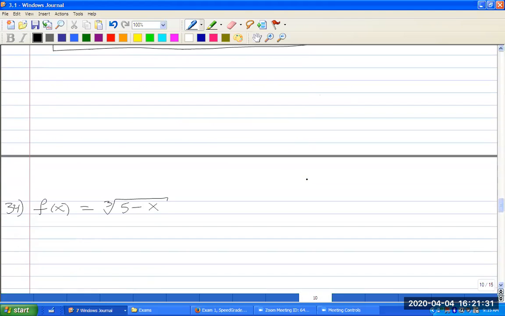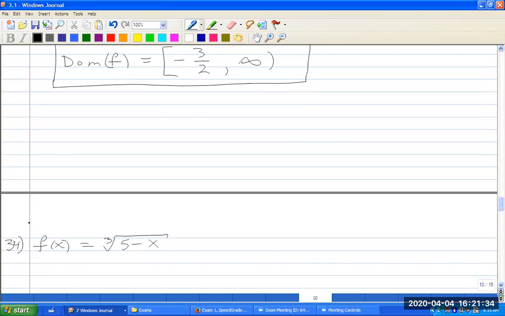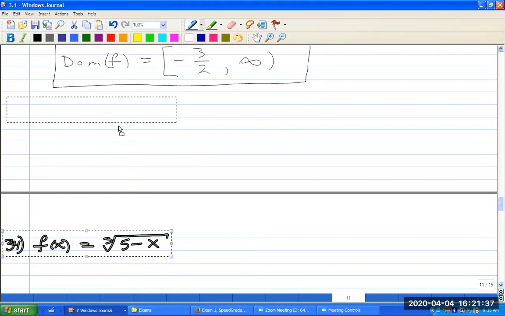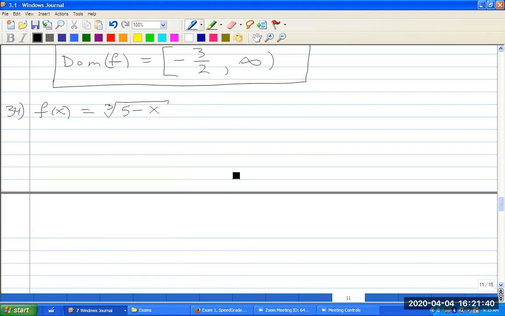Okay, let me do problem number 34. So in this case, I want to determine the domain of this function. Well, in this case, we're taking a cube root, which is not an even root. It's an odd root. 3 is an odd number, not an even number. And so the cube root of 8 is 2. But the cube root of -8 is -2.